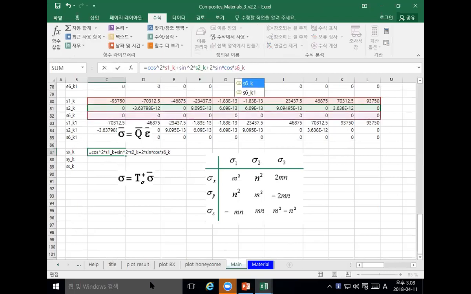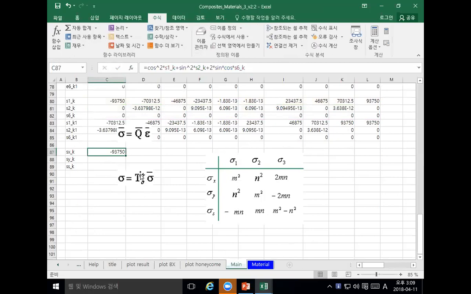Okay, we just follow this theory. In the first row, sigma x is cosine square sigma 1, plus sine square sigma 2, plus twice the sine and cosine sigma 6. Okay, so as you can see, this one is simply like that. Why are they the same? Why are they the same?